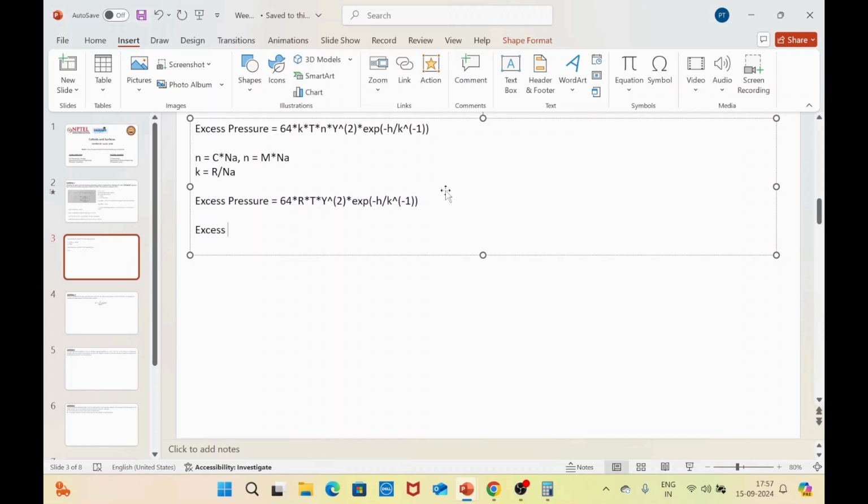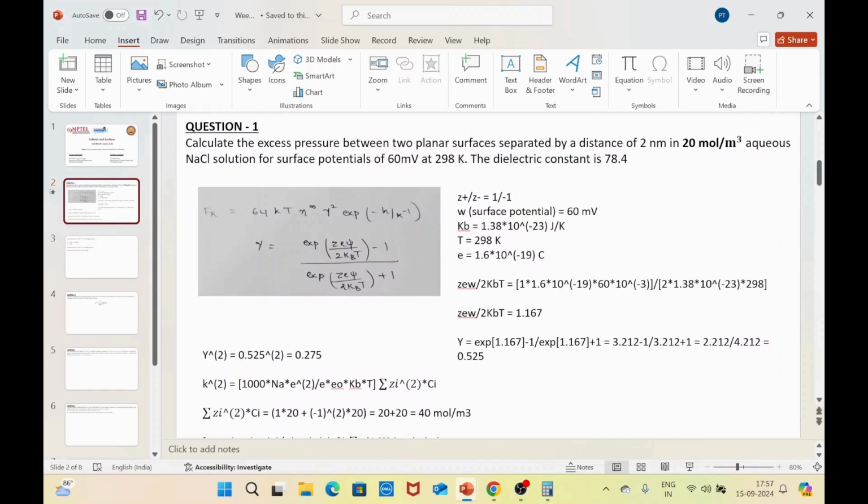then you express 64 times, R value is 8.314, times T. So T is nothing but 298 Kelvin, times exponential of minus h by kappa inverse. H is nothing but your separation distance. So here it is separated by 2 nanometers.